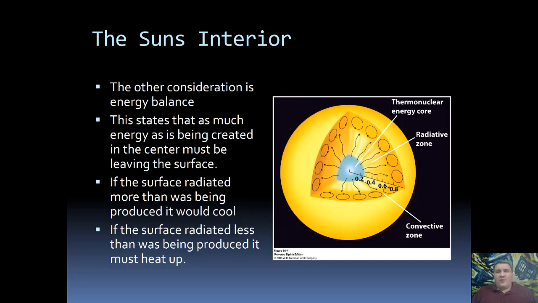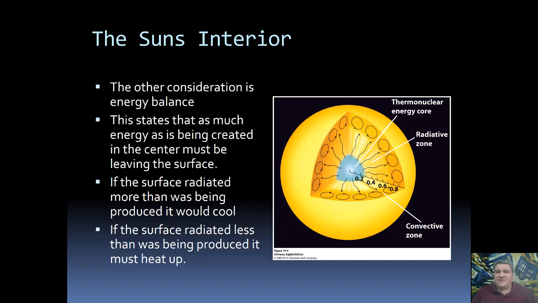Now, the other thing we have to worry about is energy balance. The idea of energy balance states that whatever energy is produced inside of the sun has to be given off at the surface of the sun. Imagine some scenario where the core somehow suddenly started producing more energy than was being given off at the surface. Then more energy is being made inside and not as much energy is being given off. You can see that this is going to lead to something bad.